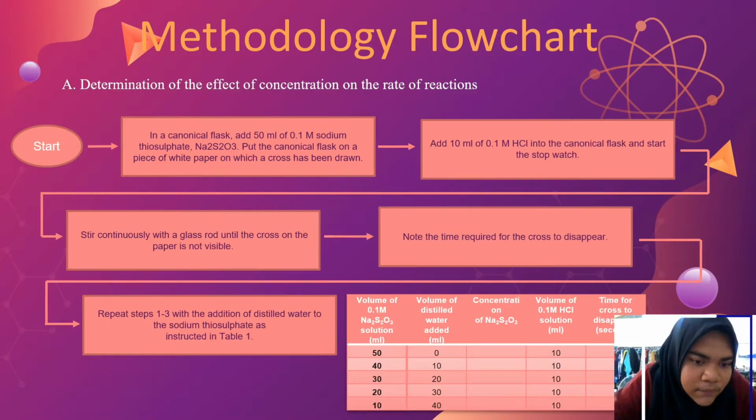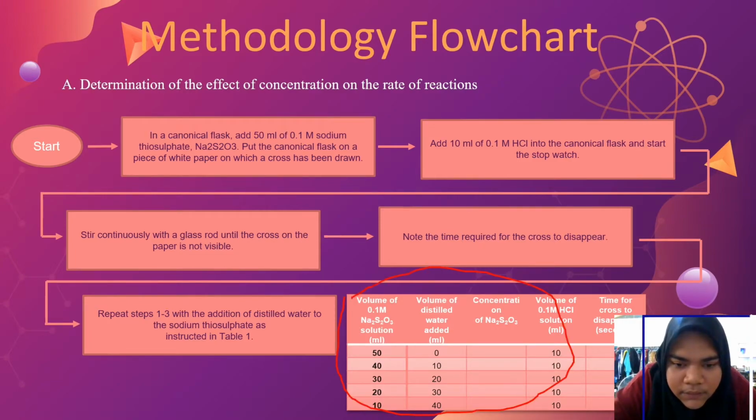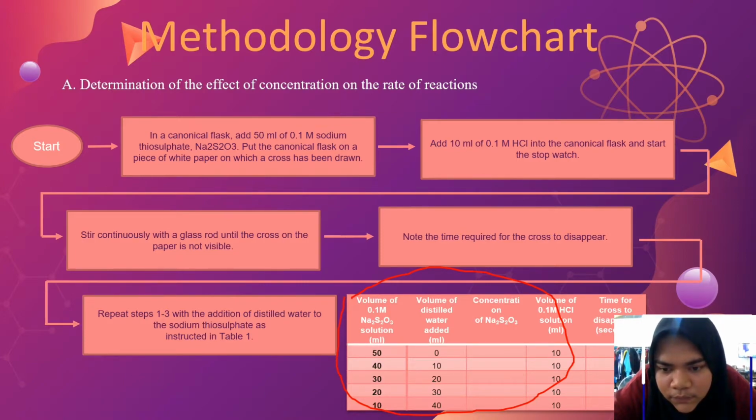Okay, repeat step 1 until step 3 with addition of distilled water to the sodium thiosulfate as instructed in table 1. This is table 1, which gives the volumes of solution, volume of distilled water, volume of hydrochloric solution, and concentration and time course.